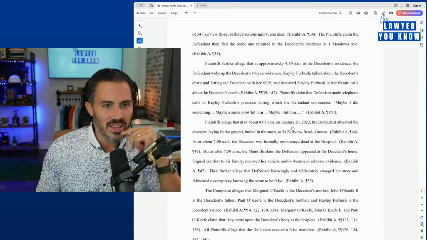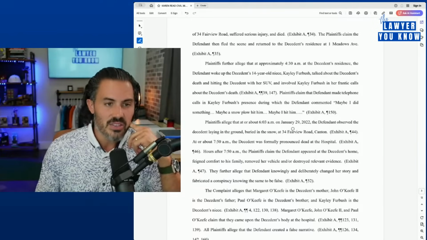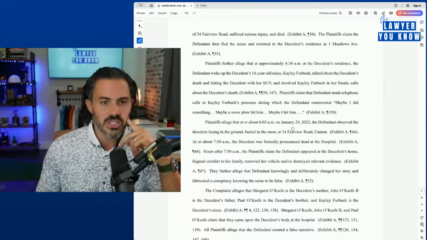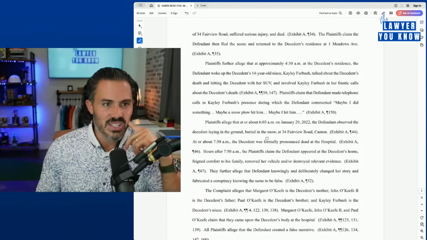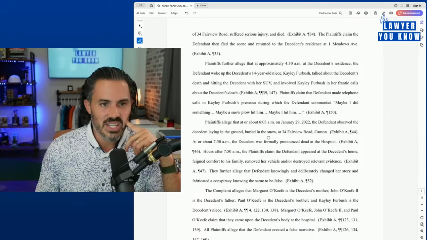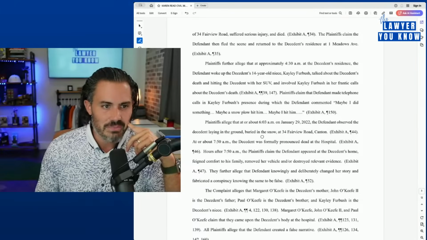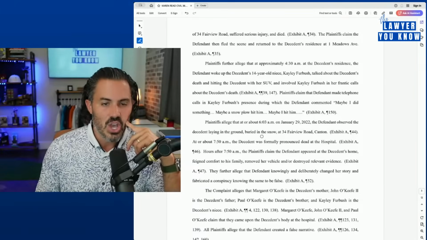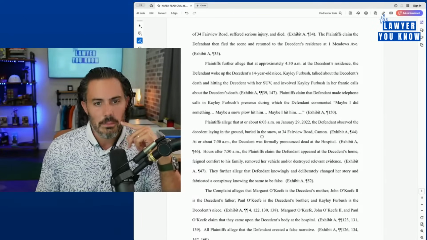Plaintiffs further allege that approximately 4:30 a.m. at the decedent's residence, the defendant woke up the decedent's 14-year-old niece, Kaylee, talked about the decedent's death and hitting the decedent with her SUV, and involved Kaylee in her frantic calls about the decedent's death. Plaintiffs claim that the defendant made telephone calls in Kaylee's presence during which the defendant commented, maybe I did something, maybe a snowplow hit him, maybe I hit him.